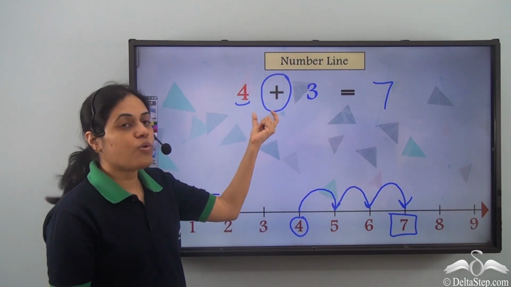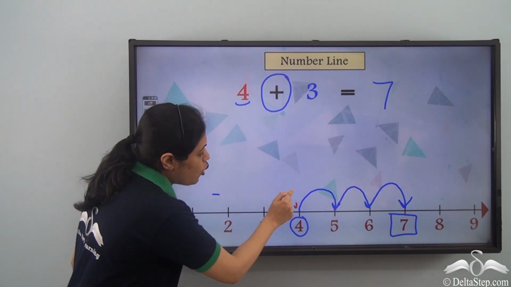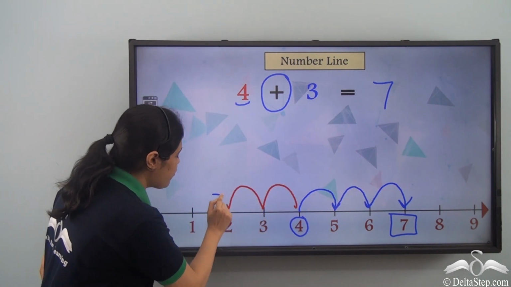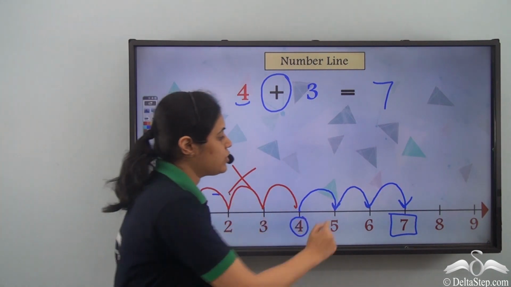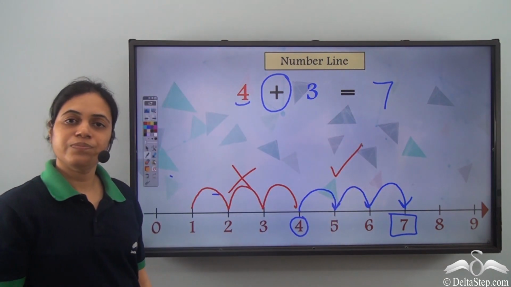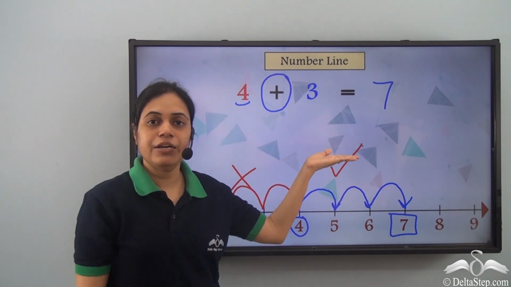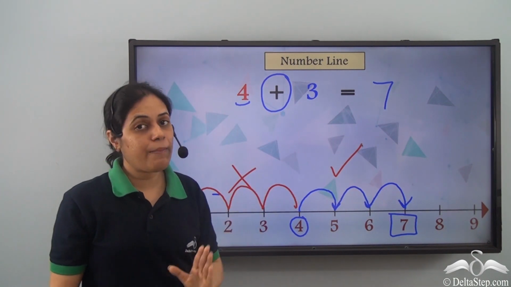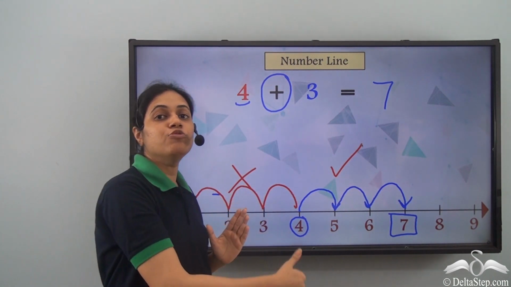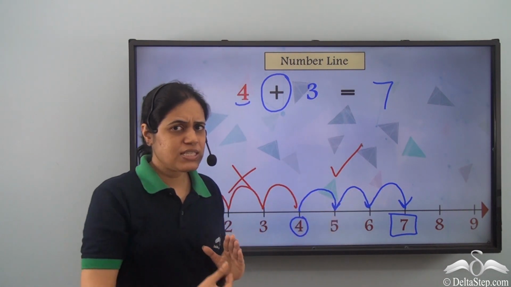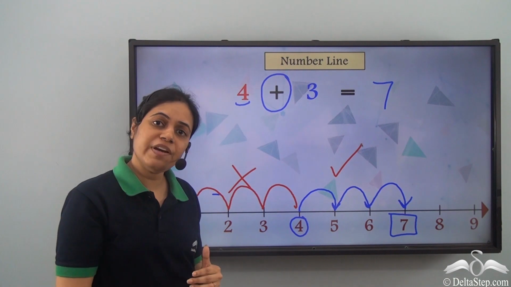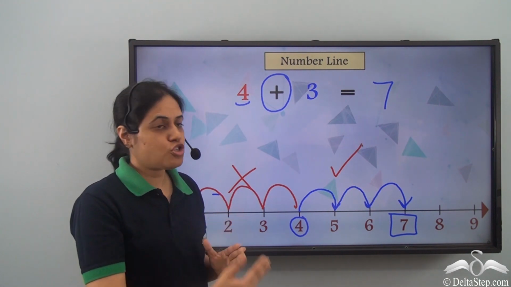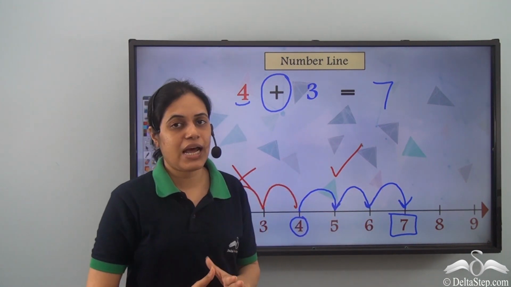That is, if I want to add, I will not hop 3 units from 4. I will not do this. I will hop to the right because I am adding. So when I add two numbers on the number line, I move to the right because numbers are increasing to the right, and when I add, I always get a bigger number. So I move to the right.